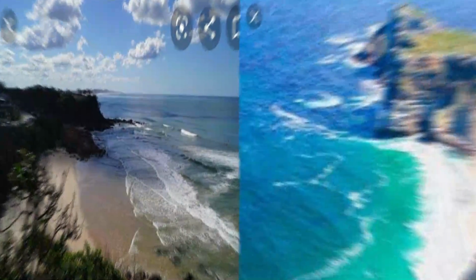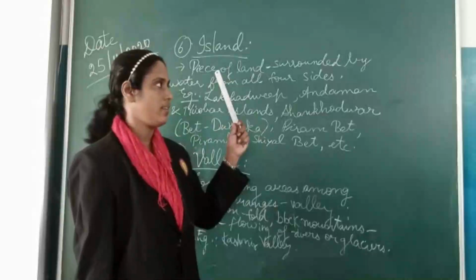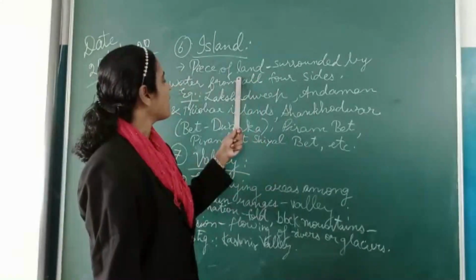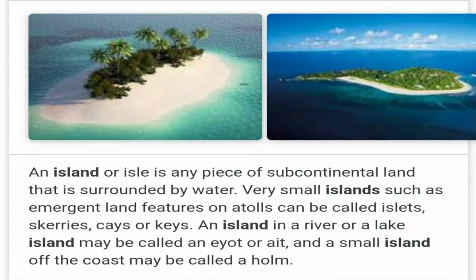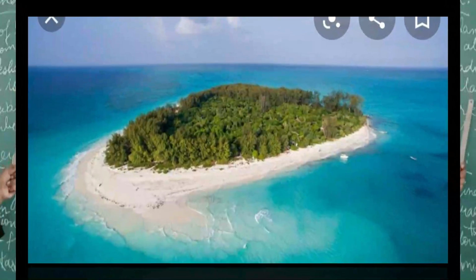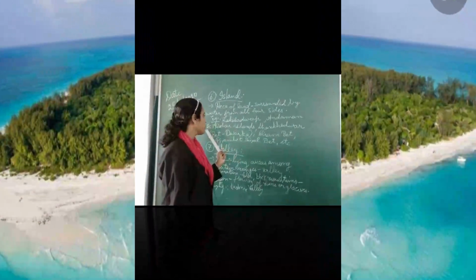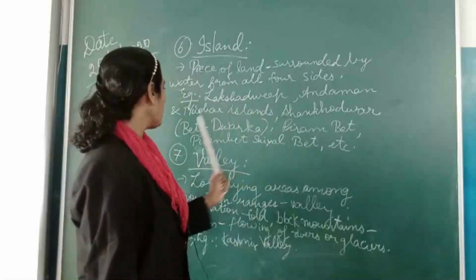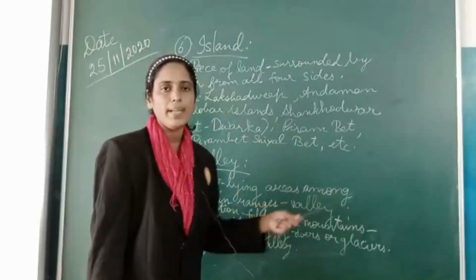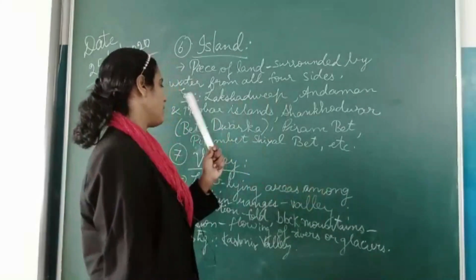The sixth category is island. You are familiar with the word island. An island means a piece of land surrounded by water on all four sides. Examples: Lakshadweep Islands in India, Andaman and Nicobar Islands in India, Shankhodhar, that is Bet Dwarka, Pirotan, Shialbet, etc. are examples of islands.